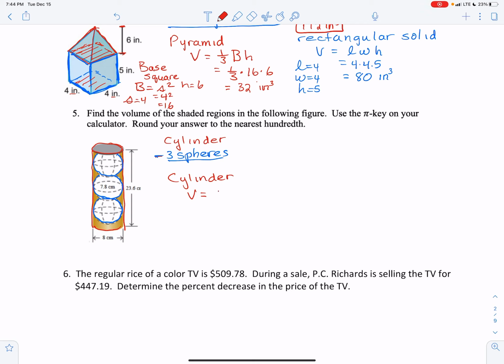is pi r squared h. So the r is the radius of that circular bottom. What they gave us was the diameter, all the way across that circular bottom. So they gave us a diameter of 8 centimeters. The radius is half of that, so 4 centimeters. Now the height, it's just how tall a can is from the top all the way to the bottom. So it's 23.6. So pi times 4 squared times 23.6.